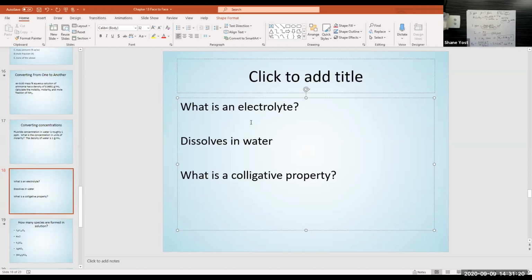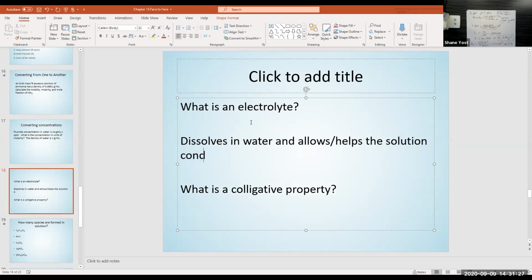So an electrolyte dissolves in water and helps the solution conduct electricity. That's how it gets the name electrolyte. This is not the same thing as Gatorade being infused with electrolytes, where they're using electrolytes for their own definition. But an electrolyte is a species that dissolves in water, and when it does so, it helps that solution conduct electricity. Okay.